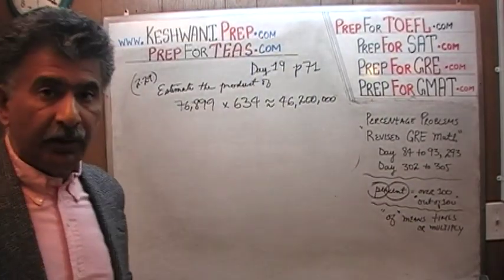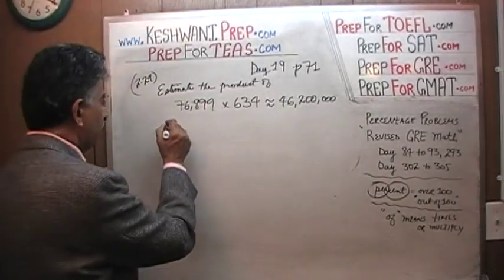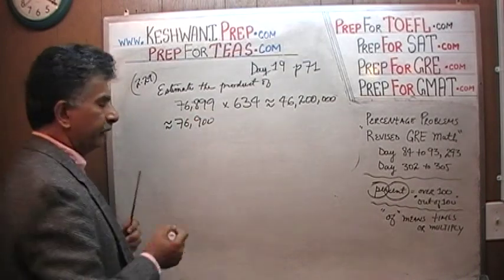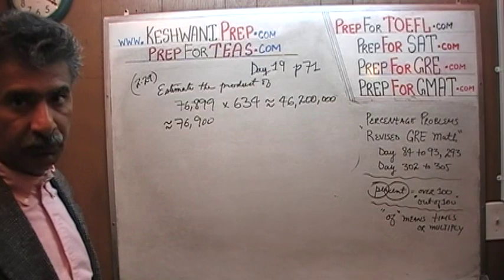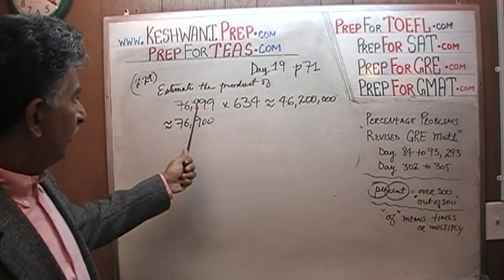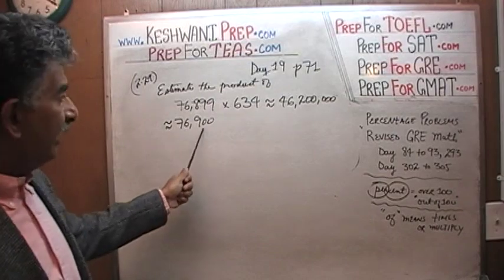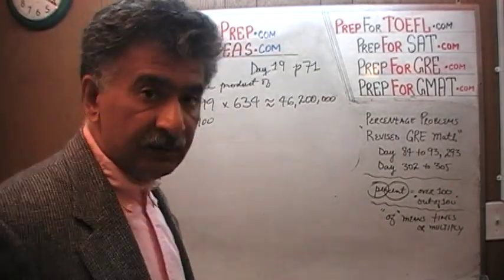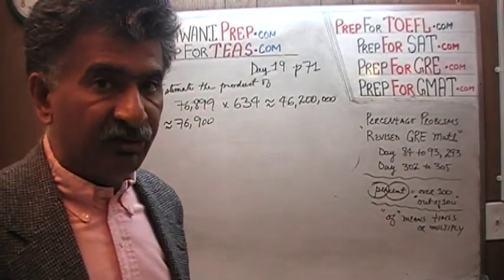This time around, we're not going to go bonkers. We're not going to take a wild estimate. We're going to be more reasonable. Let's pretend that this thing is 76,900. Now we're only going to be one off. Instead of counting 76,899 times 634, we're going to count 76,900 times 634. So our final answer is going to be off by only 634, because we're going to carry only one extra 634.